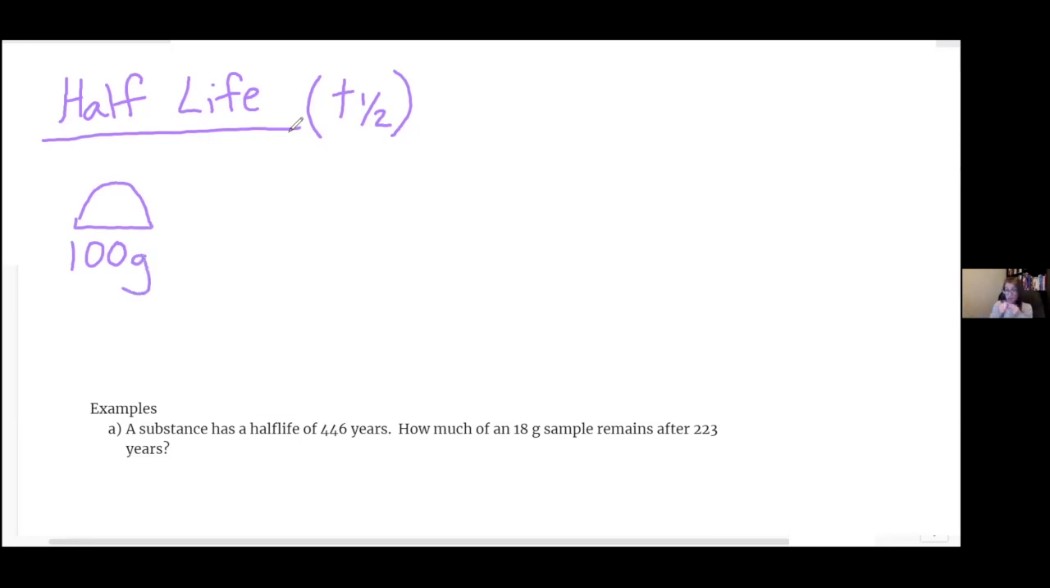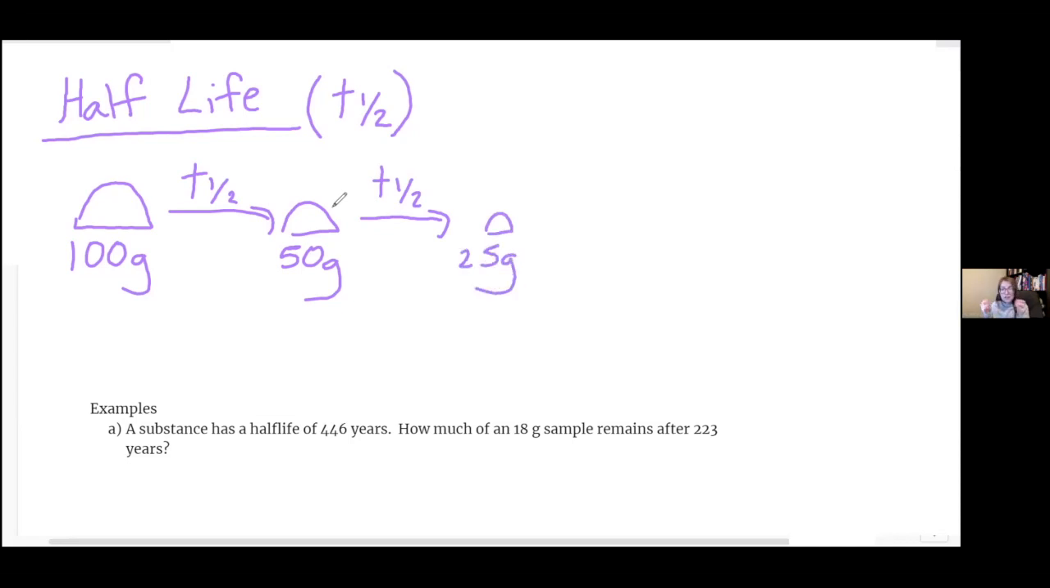After a specific amount of time, that sample would end up being half as big. It would only be 50 grams. However long it took for that process to happen, that's what we would call the half-life. Maybe it's 2 years, maybe it's 3 minutes, maybe it's 187 billion years. It's a specific amount of time. If that specific amount of time, the half-life, happens again, the sample gets half as big again. Now it's only 25 grams.